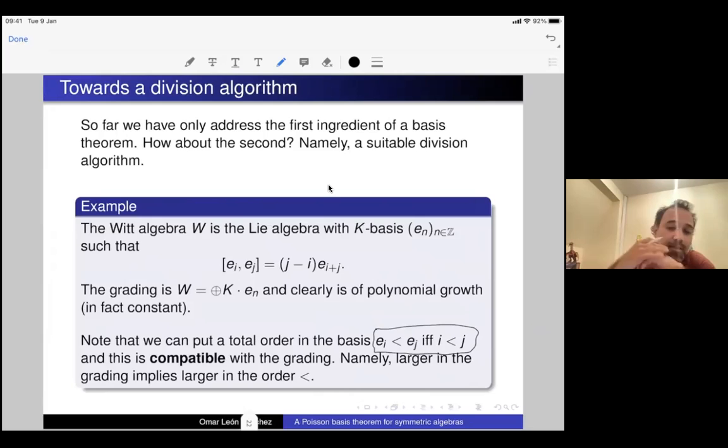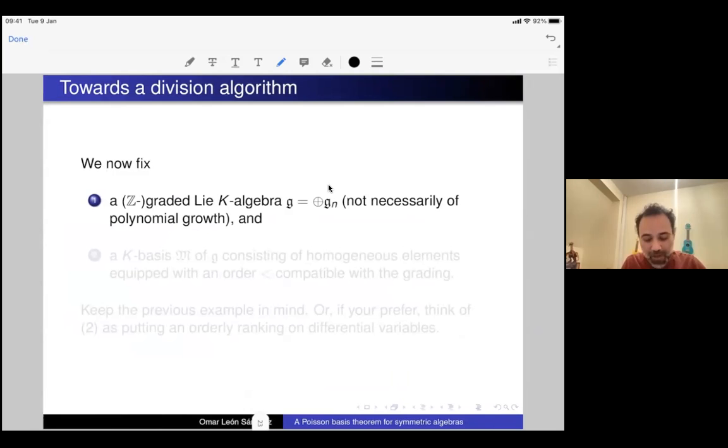Okay. And when you do elimination algorithms, you always end up ranking variables. And that's what's going on here. This sort of order is like ranking variables. So if you remember from the differential polynomial ring, you put some ranking, some nice ranking.